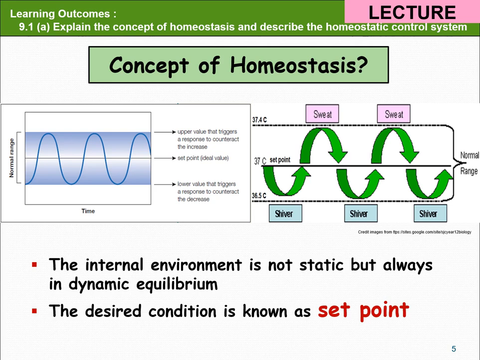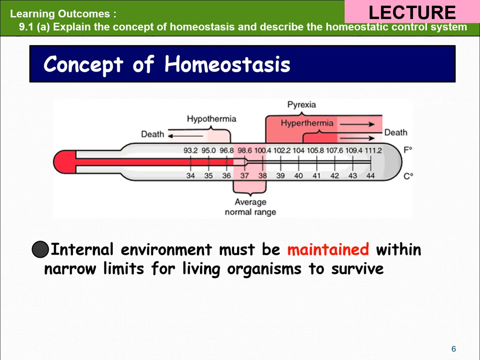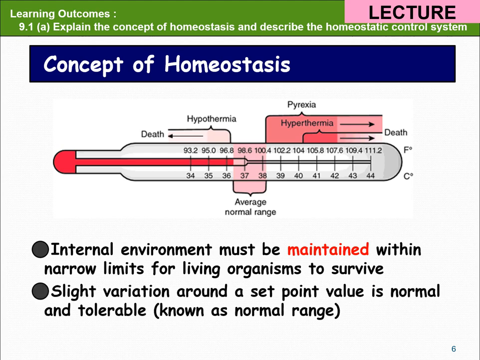So the fluctuations of this body temperature are considered as normal range. Living organisms have their own desired condition within narrow limits in order to survive. So living organisms need to maintain this desired condition. Any changes that exceed this normal range are harmful to living organisms.